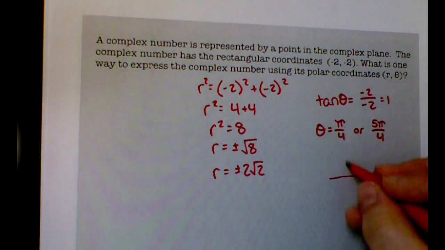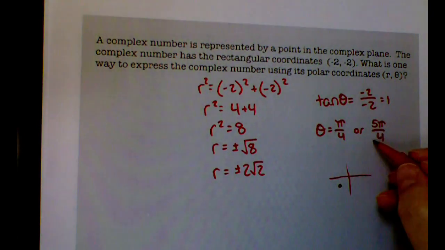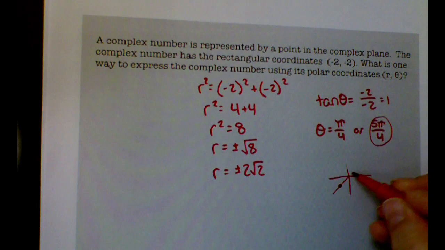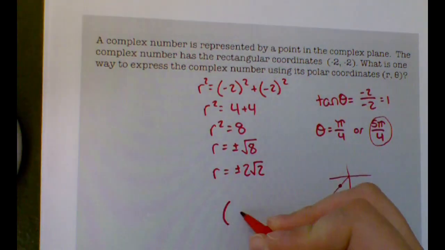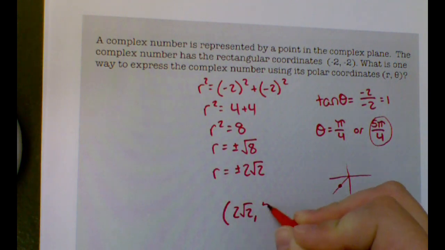Now we choose based on our coordinates. -2, -2 is down here in the third quadrant. I would go with the angle that's in the third quadrant and keep my radius positive. So my point is 2 square root 2, 5 pi over 4.